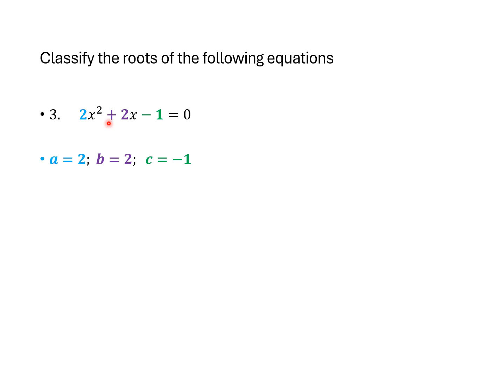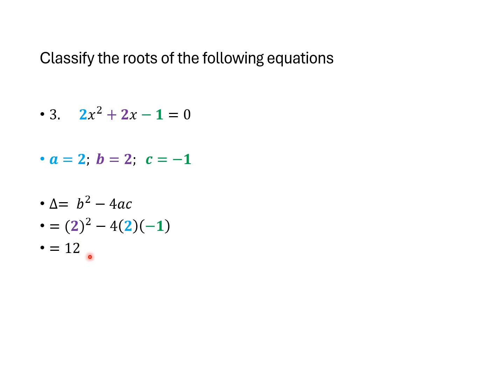We have 2x squared plus 2x minus 1 equals 0. My a equals 2, my b equals 2 and my c equals minus 1. Again, classify the roots. So we're going to substitute in b squared minus 4ac: 2 squared minus 4 times 2 times minus 1. So 2 squared is 4. Negative 4 times 2 is negative 8, times negative 1 gives me positive 8. 8 plus 4 gives me 12. So I have 12.